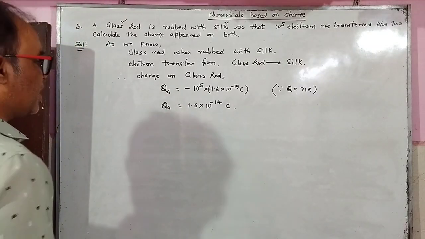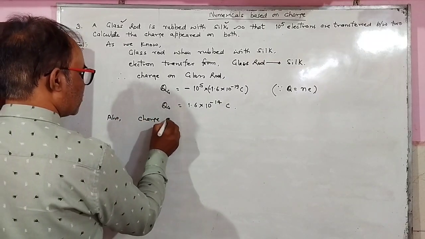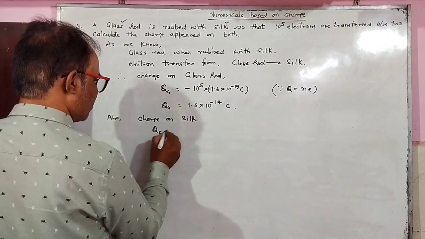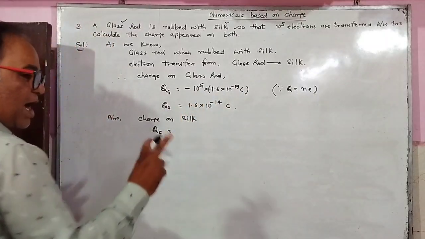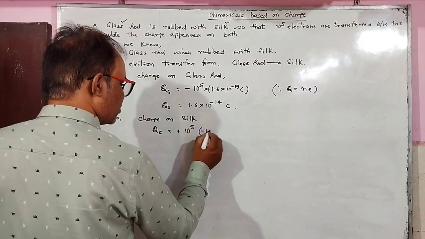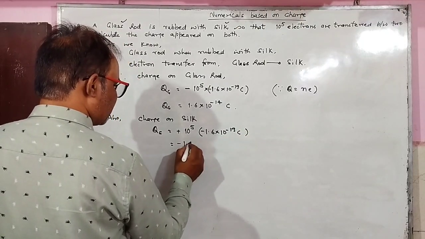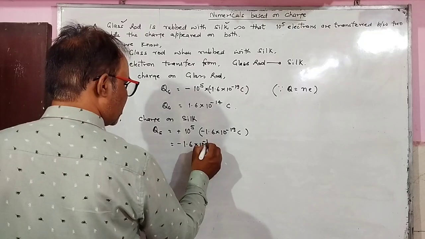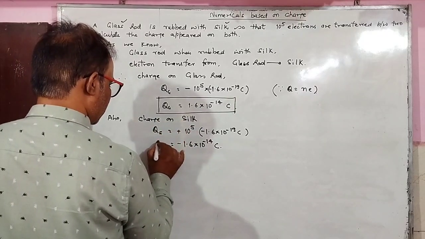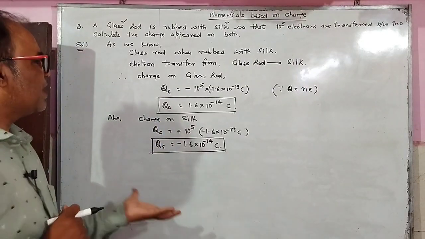Now, charge on silk, Qs, using same formulation. अब यहां पर electron add हुए हैं तो हम यहां इस्तेमाल करेंगे plus का symbol. 10 to the power 5 electron का charge हो गया, very simple, 10 to the power minus 19 coulomb. That will give minus 1.6 into 10 to the power minus 14 coulomb. This is the charge on glass rod and this is the charge on silk. This is the elementary numerical and very simple numerical.